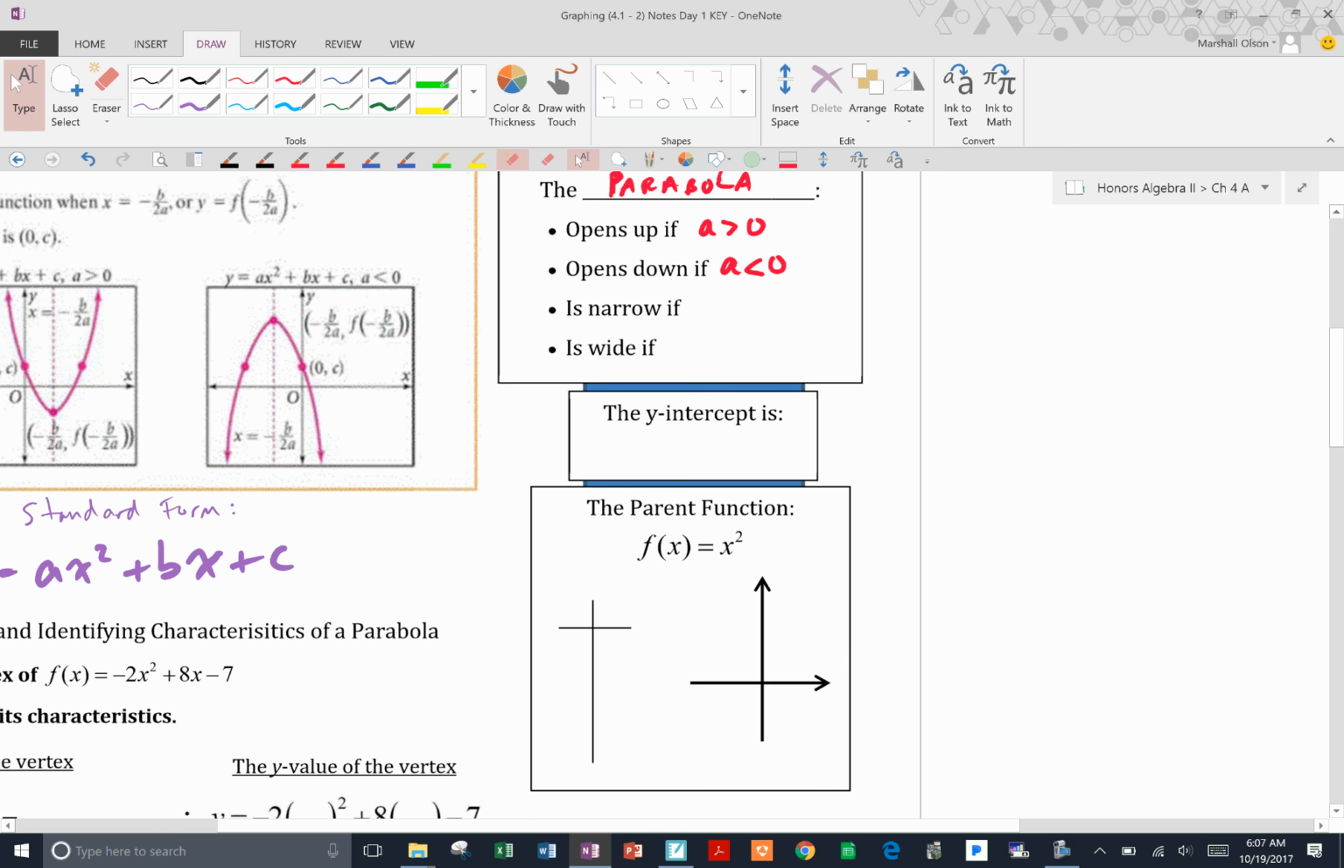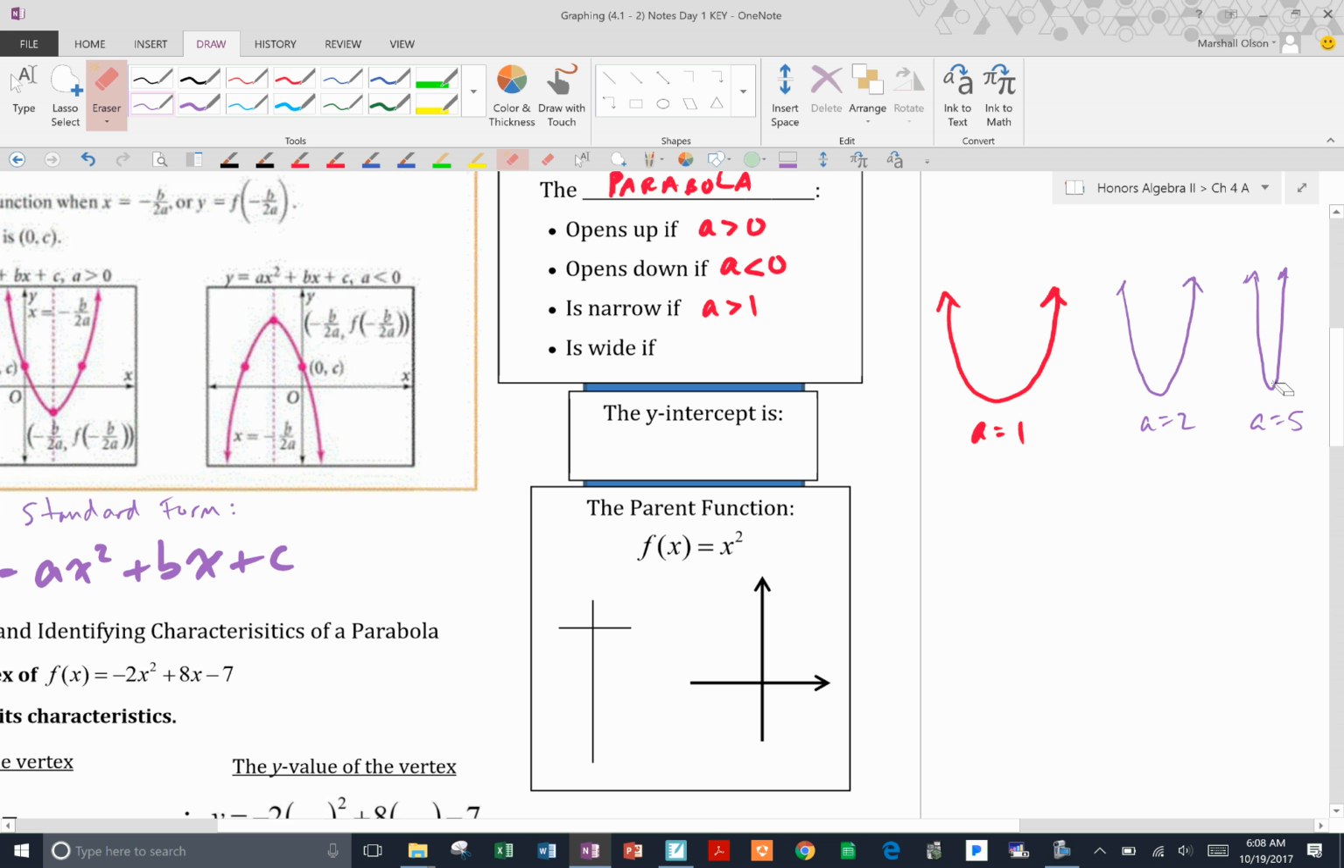If a is greater than 1, it's going to be a narrow graph, because what a ends up doing is stretching the graph. So an a value of 1 is going to end up looking something like this, and an a value of 2 might end up looking something like this, a little bit more narrow. And as we get bigger, an a value of 5 gets very narrow.